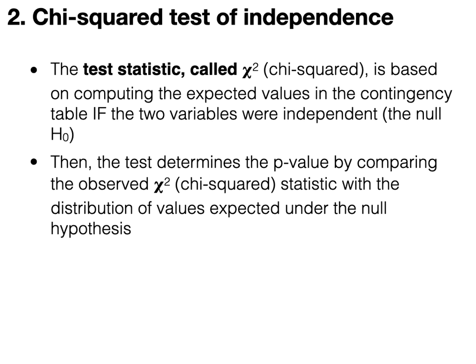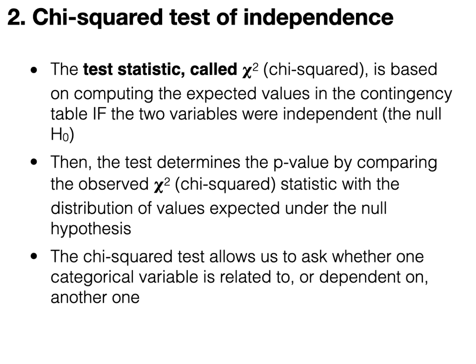So once you or your software has calculated chi-squared, the p-value is determined by comparing the observed chi-squared statistic with the distribution of values expected under the null hypothesis. And the chi-squared test allows us to ask whether one categorical variable is related to or dependent on another one.